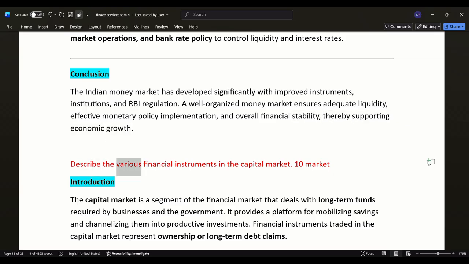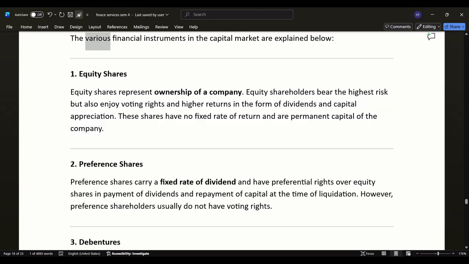Describe the various financial instruments in the capital market. 10 mark. Introduction. The capital market is a segment of the financial market that deals with long-term funds required by businesses and the government. It provides a platform for mobilizing savings and channelizing them into productive investments. Financial instruments traded in the capital market represent ownership or long-term debt claims. The various financial instruments in the capital market are explained below.